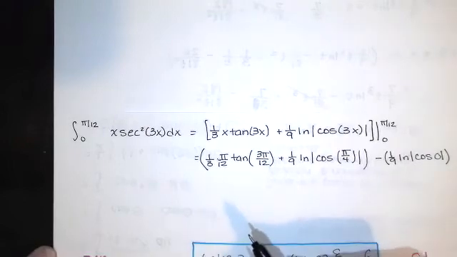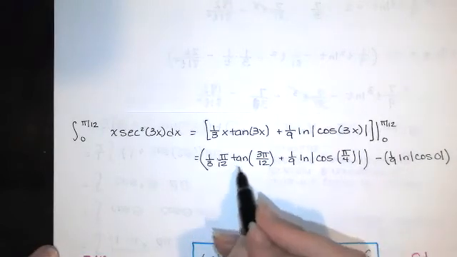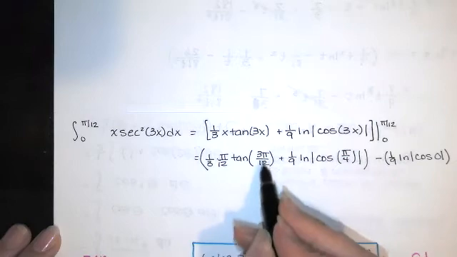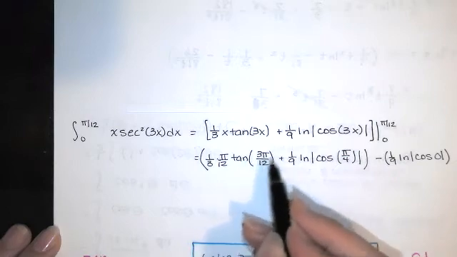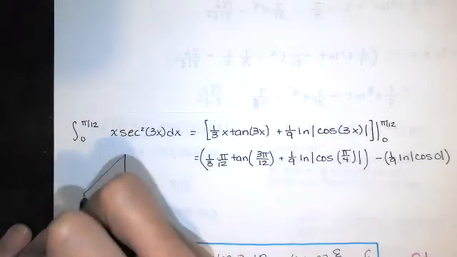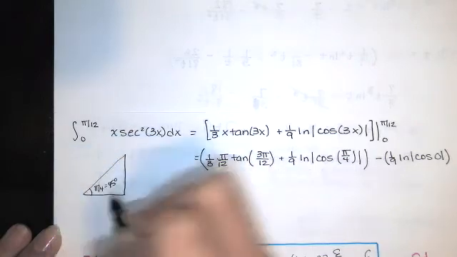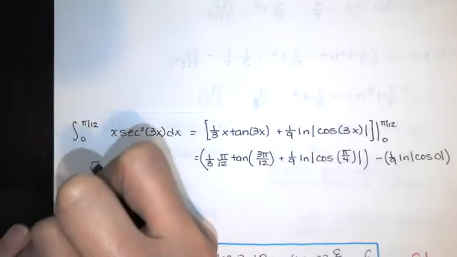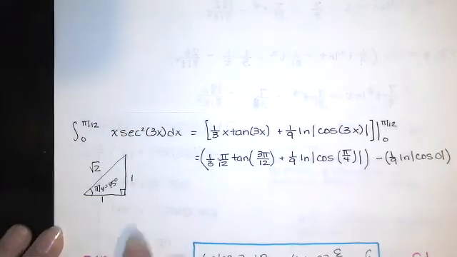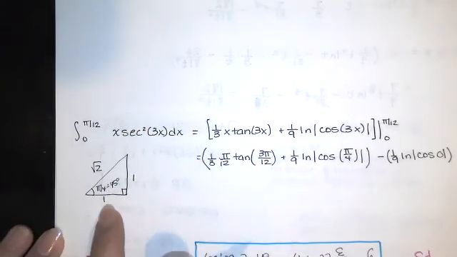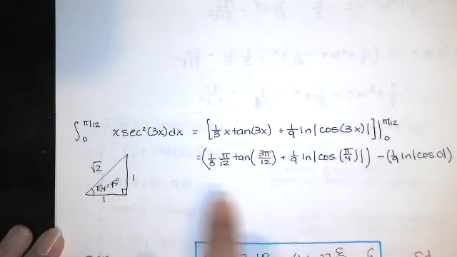Now we want to simplify all of this as much as possible. The tangent of 3 pi over 12, which is the same as pi over 4. Remember, pi over 4 is the same as 45 degrees. So that's a 45, 45, 90 triangle. And the tangent is opposite over adjacent, so O over A, right? So tangent of pi over 4 is 1.